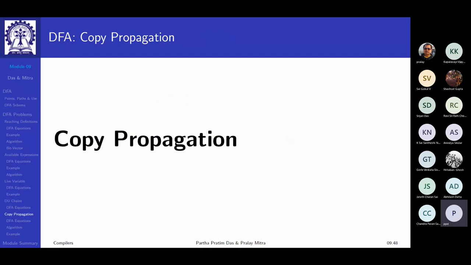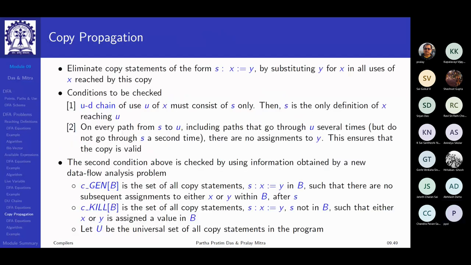We will conclude with this problem, which is copy propagation. The copy propagation, because particularly in the automatically generated code, you must have observed by now that a lot of unnecessary copies are created, and those need to be removed. So what we want to do is eliminate copy statements of this form by substituting Y for X in all uses of X reached by this copy.